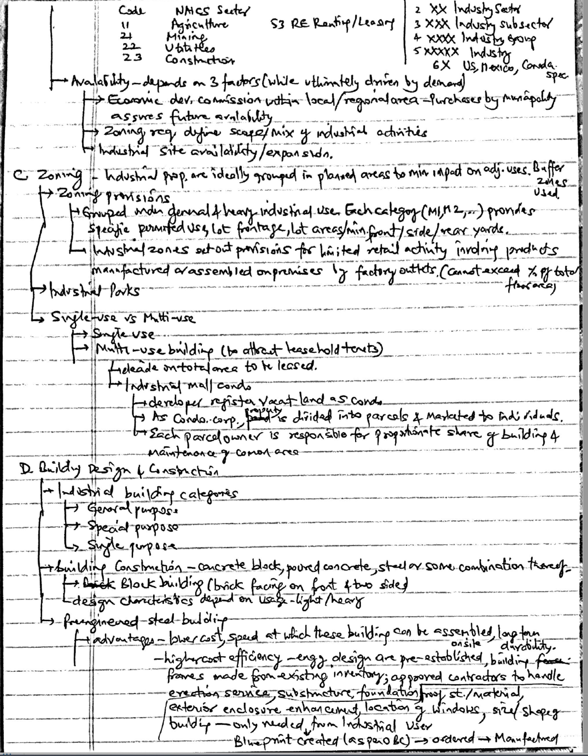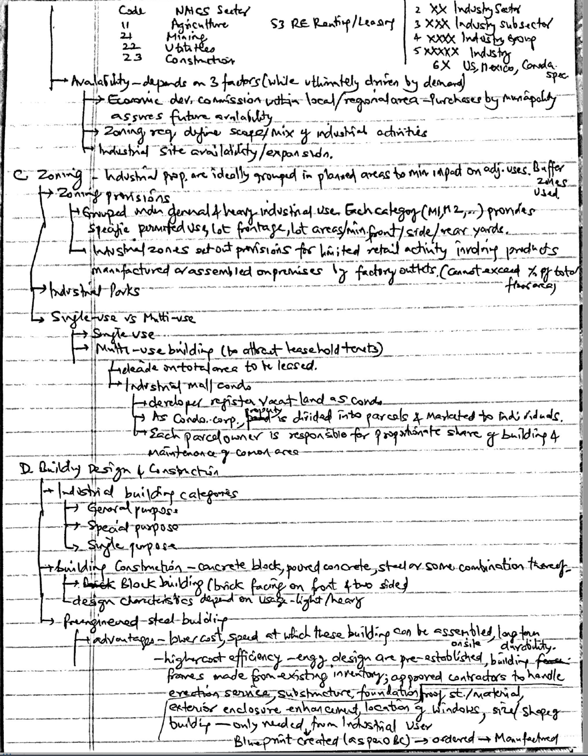The manufacturer is able to achieve higher cost efficiency because the pre-established building frames are made from an existing inventory. Further, the manufacturer may have approved contractors to handle all related services, including erection, foundation, finishing, electrical, mechanical, and lighting systems. Pre-engineered buildings have gained popularity given their relative simplicity from a buyer's perspective.